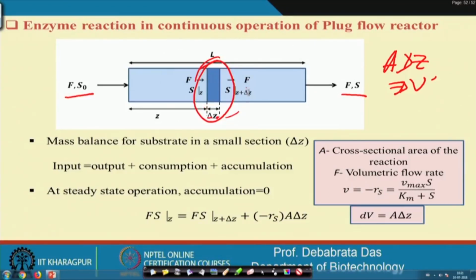Now, if you want to do the mass balance across this particular differential section, our equation is the same: input equals output plus consumption plus accumulation. What is the input? F into S at Z, and whatever change is there I can write at Z plus del Z, and then minus RS into this volume, because we can express it like this.